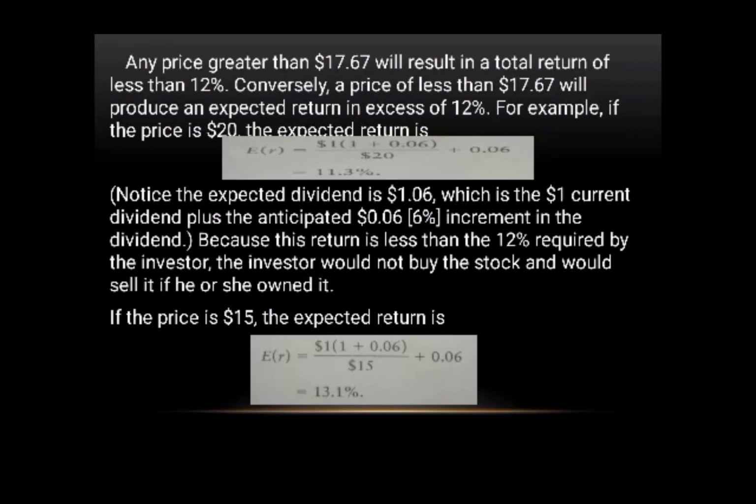Notice the expected dividend is $1.06, which is the $1 current dividend plus the anticipated $0.06, or 6%, increment in the dividend. Because this return is less than the 12% required, the investor would not buy the stock and would sell it if he or she owned it.